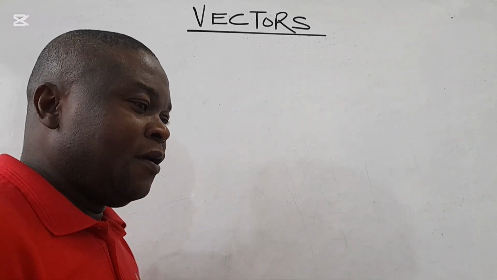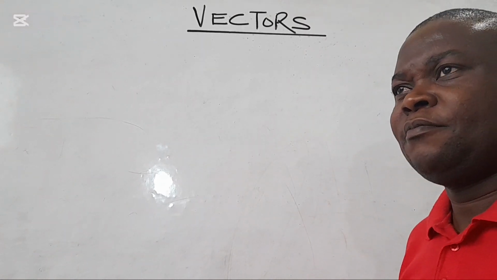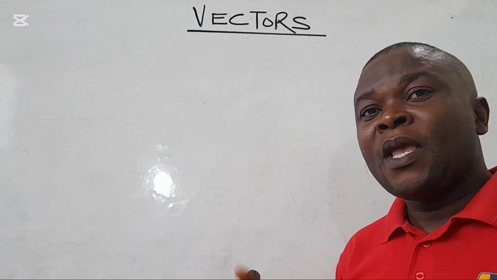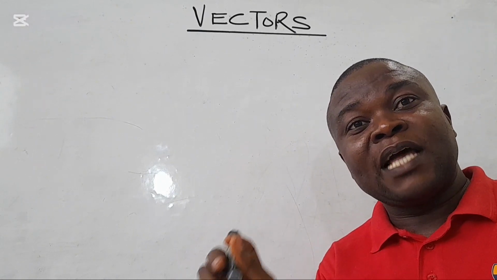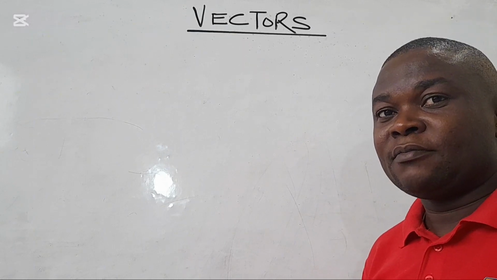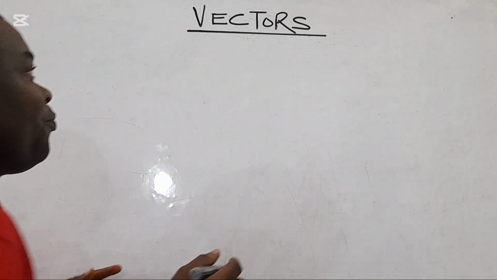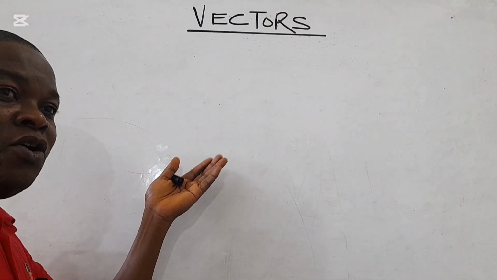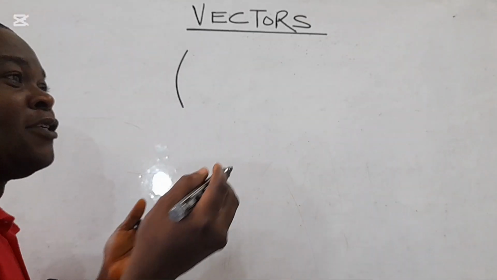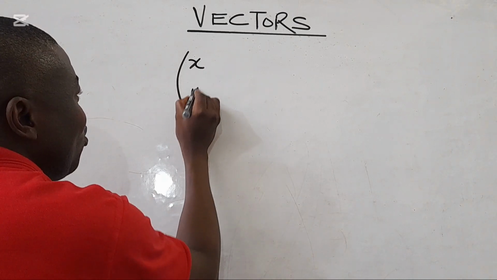Vectors. In physics, vectors are quantities that have both magnitude and direction. But in mathematics, we represent vectors as two-dimensional planes having x and y.